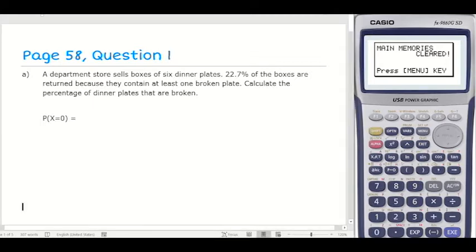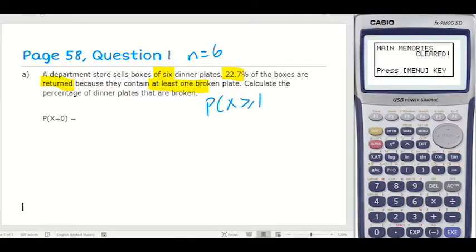They sell boxes of 6 dinner plates, so that is my n, the number of trials or sample size, 6. I'm also told that 22.7% of them are returned because they have at least one broken plate. So that is saying the probability that at least one plate is broken is 22.7%.